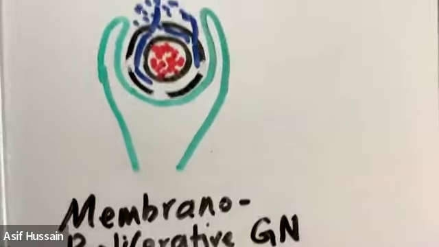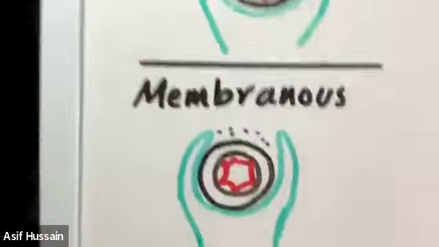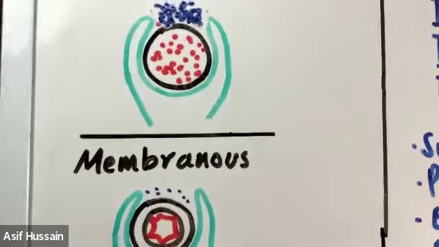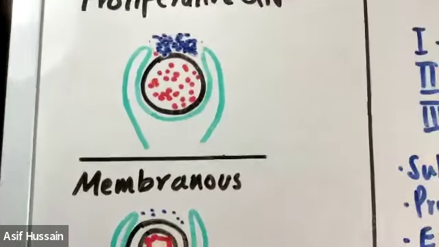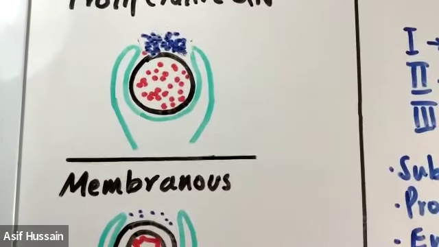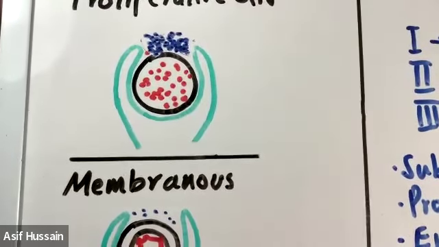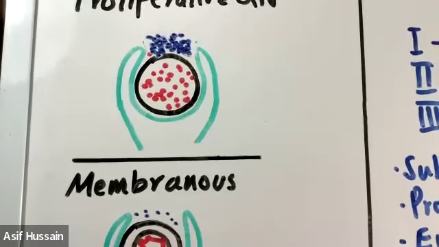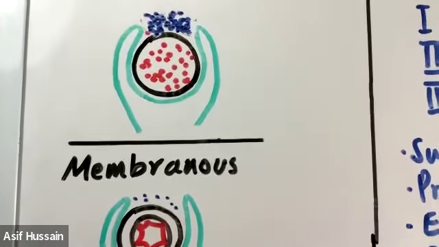The other clinical difference which is important is that in the pure proliferative pattern, only the mesangium is expanding and the capillary endothelium is expanding. So they compromise the capillary lumen.